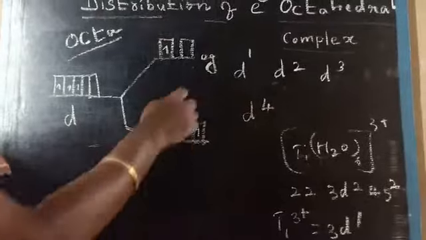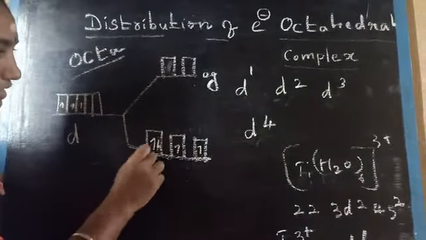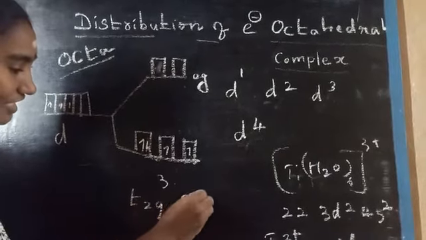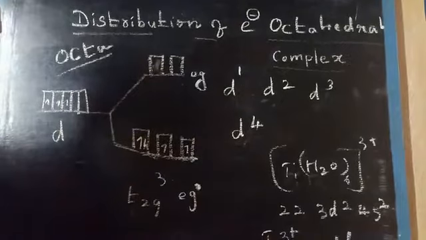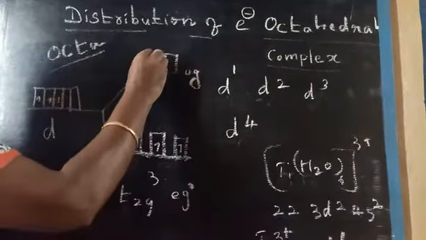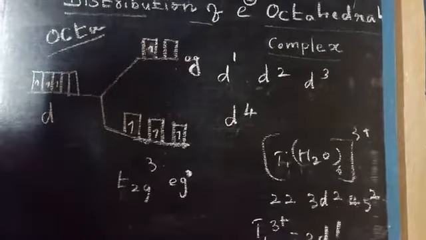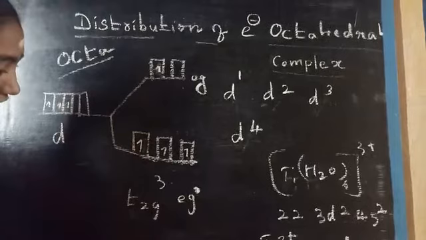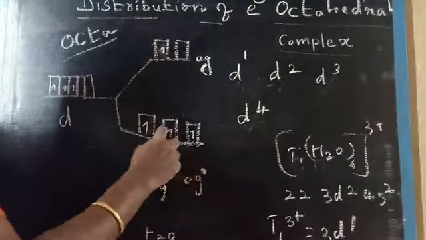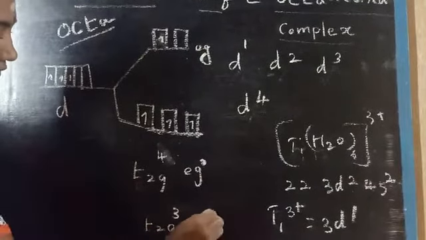Two possibilities. One possibility, the fourth electron enters here, so now the configuration is t2g3 eg0. This is one possibility. Another possibility is this fourth electron enters here. Now write the electronic configuration, t2g. Sorry, first one. So now t2g3 eg1.